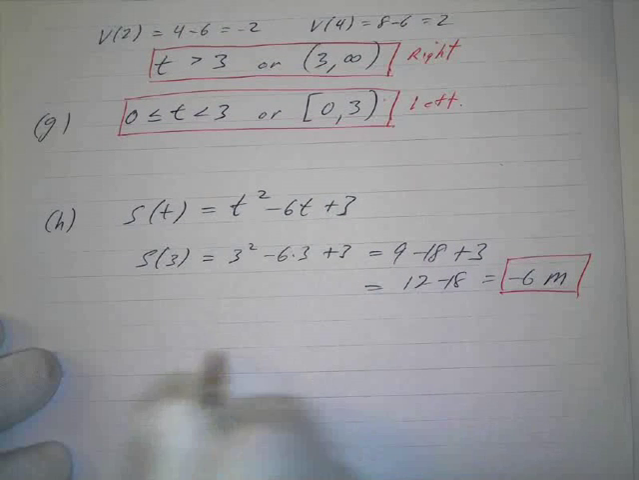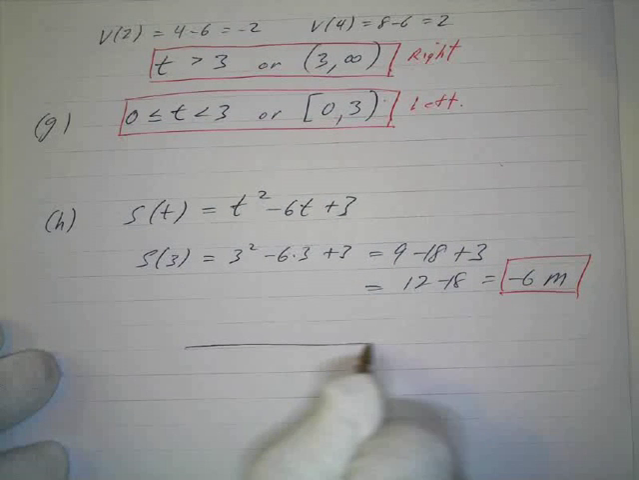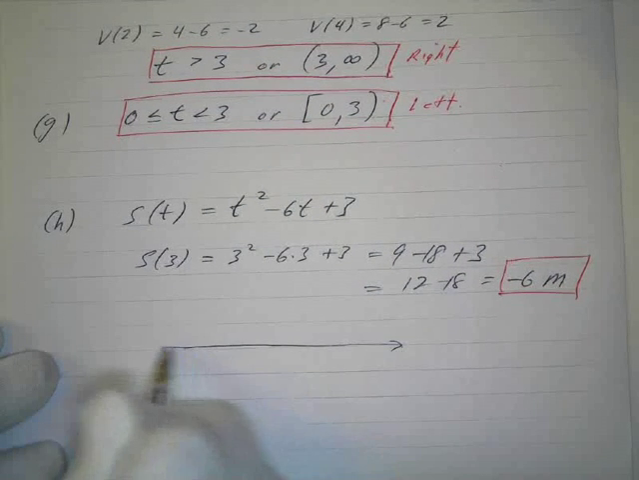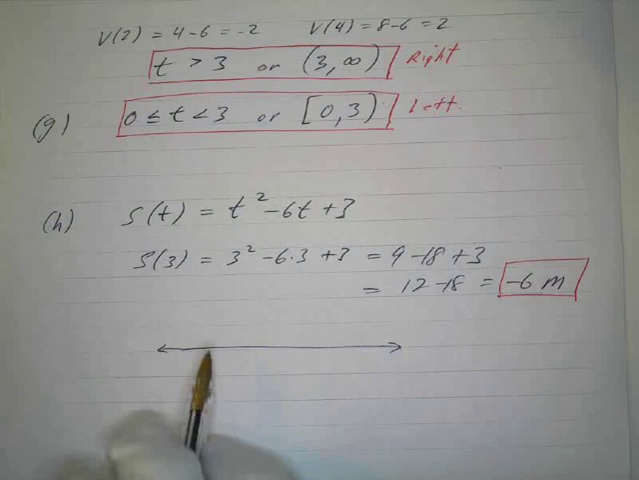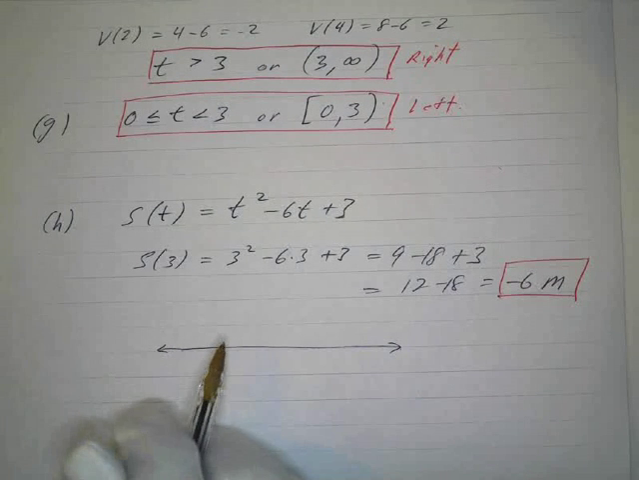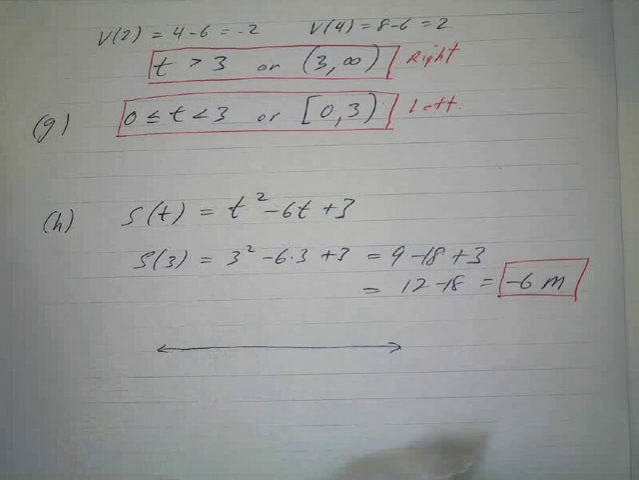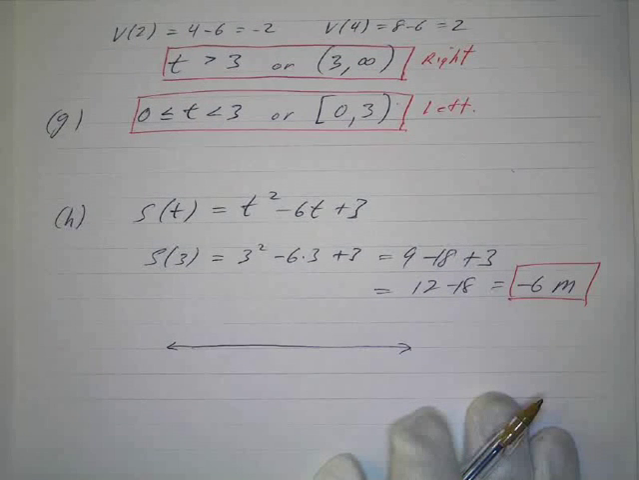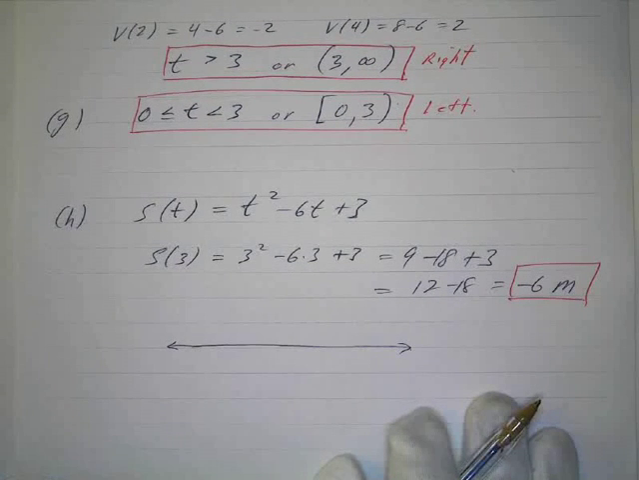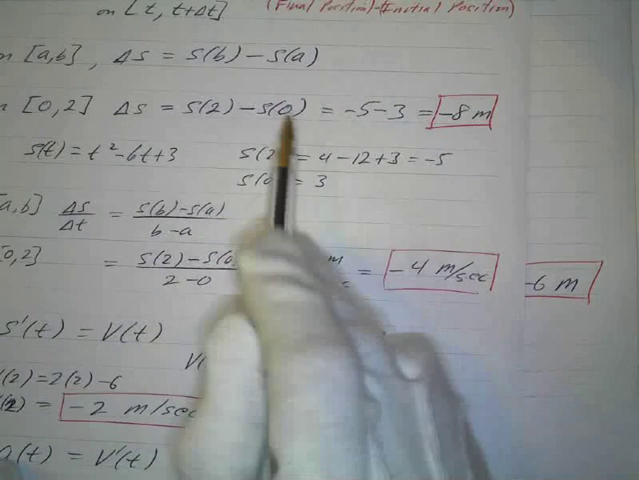We can describe it if we want to look at it. If I drew a number line here, my initial position, when t is 0, s of 0 was 3. If we go back and look over here, s of 0 was 3. So I'm going to start at 3.